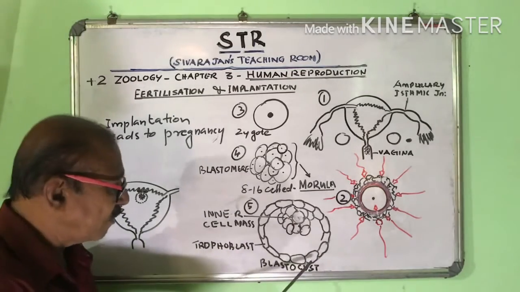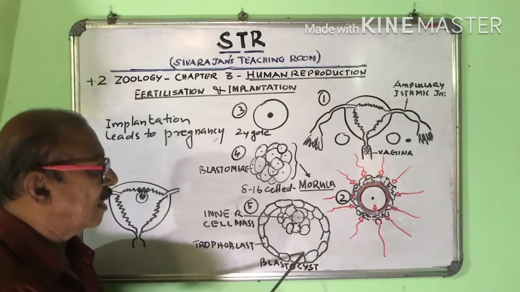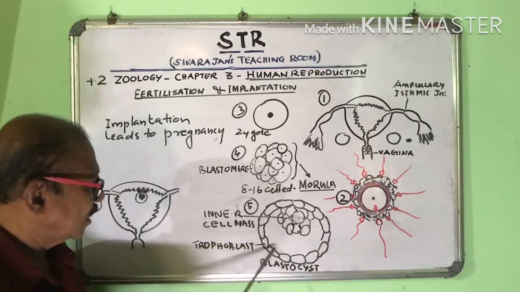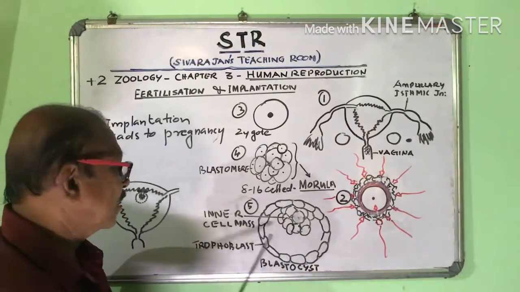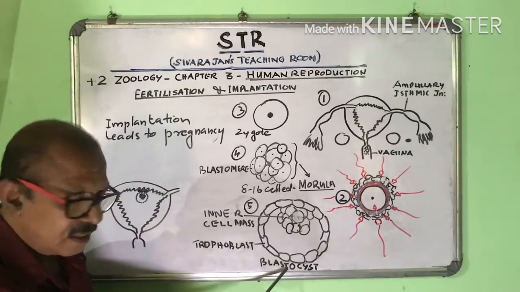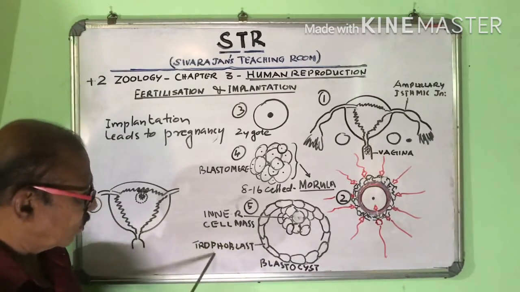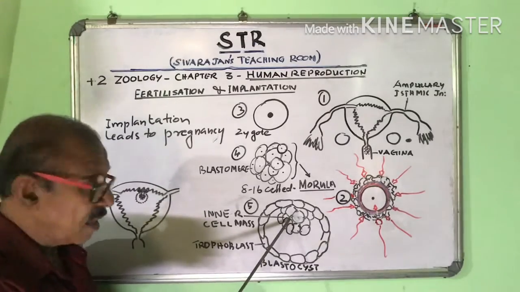The blastocyst has one layer of outer cells and a group of cells inside. The one layer of outer cells is the trophoblast and the group of cells inside is called the inner cell mass. So the blastocyst has an outer layer made of one layer of cells called the trophoblast and it has an inner cell mass.